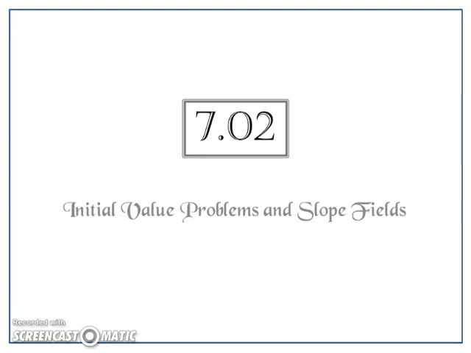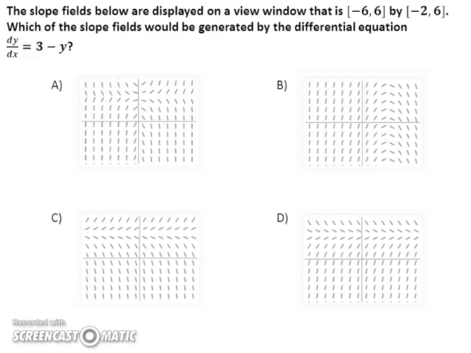In this video, we are going to discuss slope fields mostly. Let's start with our first one. The slope fields below are viewed in this window, -6, 6 by -2, 6. That's just our viewing window, how we're looking at the graphs. Which of the slope fields would be generated by the differential equation dy/dx equals 3 minus y?